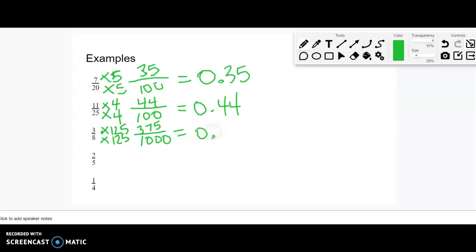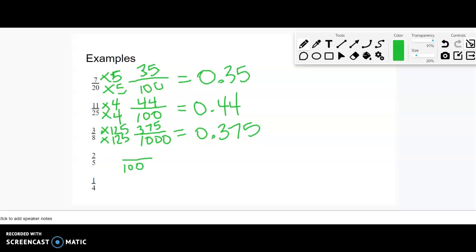3 times 125 is 375. So then I get 375 hundredths. Or thousandths, sorry. 375 thousandths.